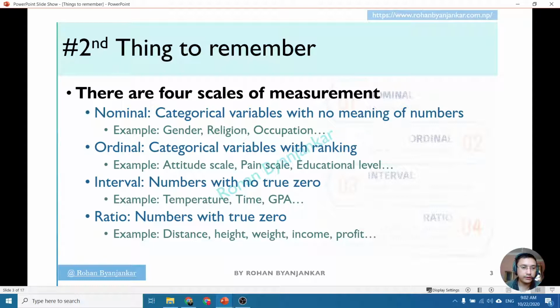Following the nominal scale of measurement, there is ordinal. Ordinal is just like nominal, but there is ranking. Means that I can rank the choices, such as attitude scale, pain scale, and the educational level. These are the ranked variables, and the Likert scale is the best example of the ordinal scale. And the third is interval, numbers with no true zero, such as temperature, time, but GPA has a zero. Zero means there are no marks.